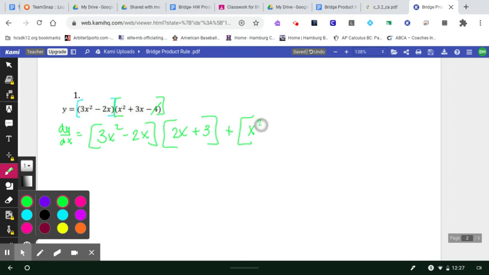So I repeat the second term times the derivative of the first. And I'm going to go to this blue guy and take its derivative. So that's my 6x minus 2. And as far as calculus goes, your calculus is done.